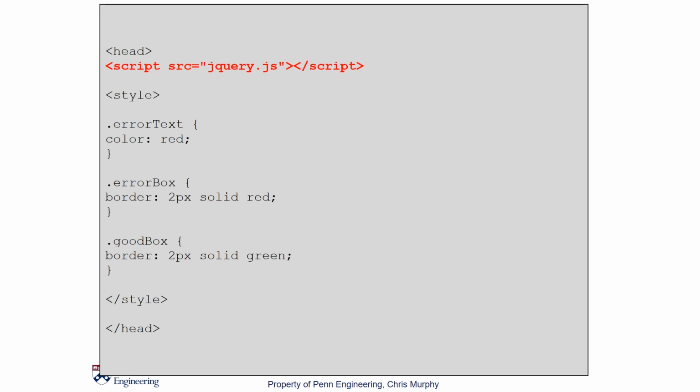We need to include jQuery in our header. And we'll have some CSS as well that we've written into the head of our HTML. I have a CSS selector that will select the error text class, which I'll use to indicate that the text should be red. I'll also have a class called error box, which I'll use to draw the red line around the input field when I need it. I'll also have a class called good box that I'll use to draw the green line around the box when I need it.